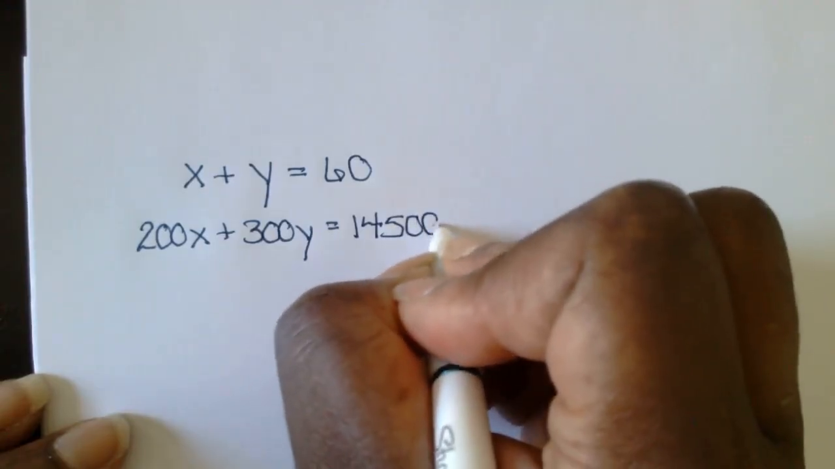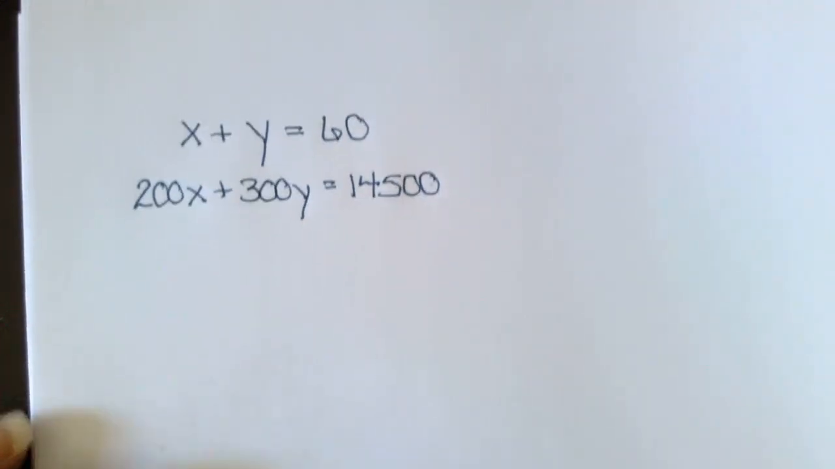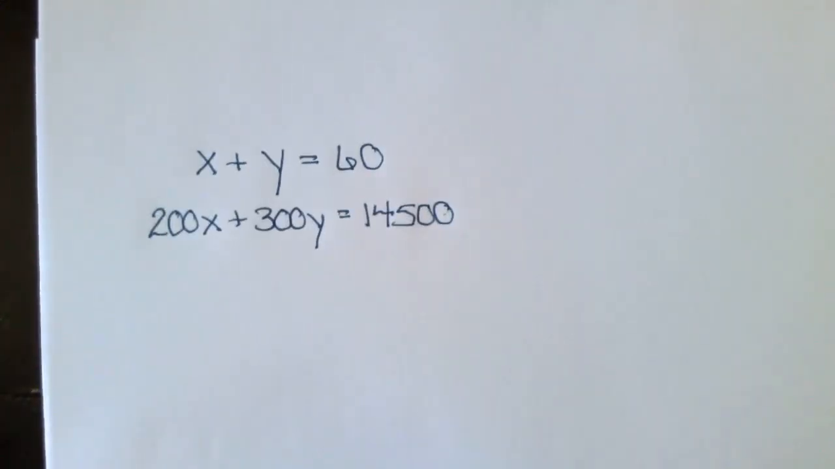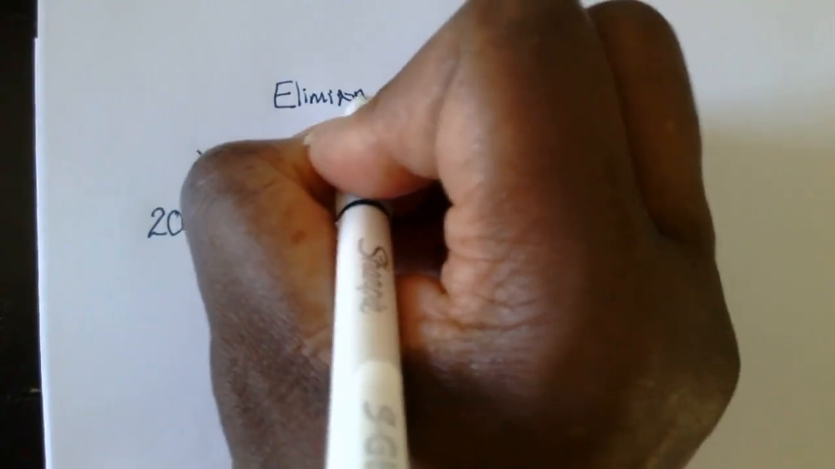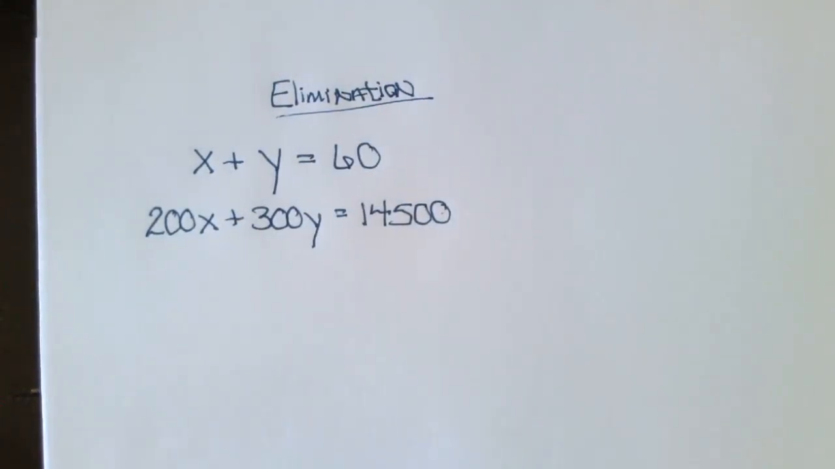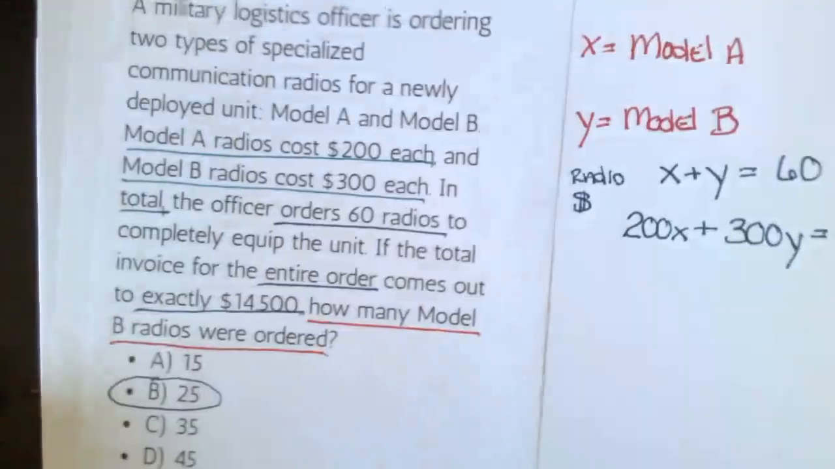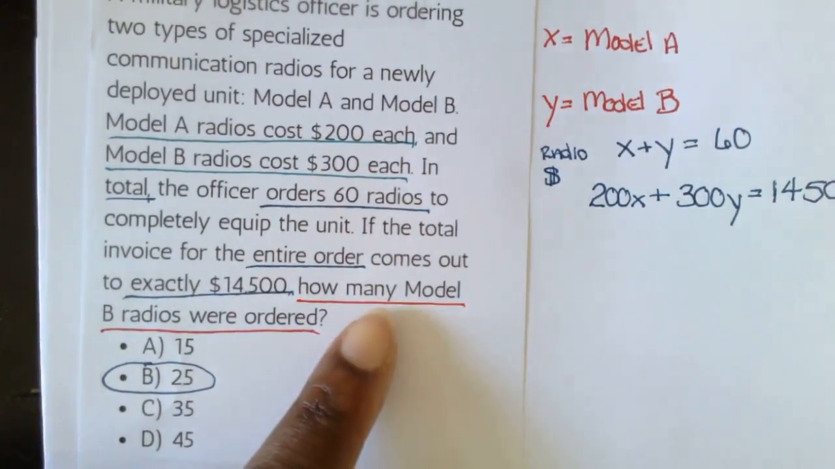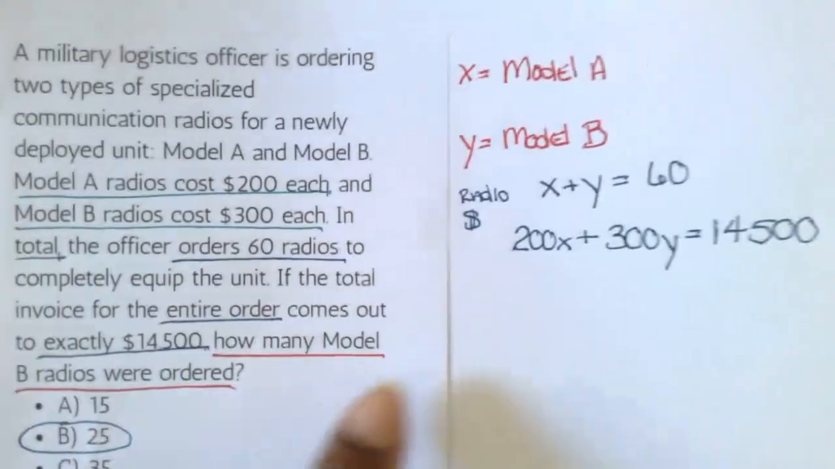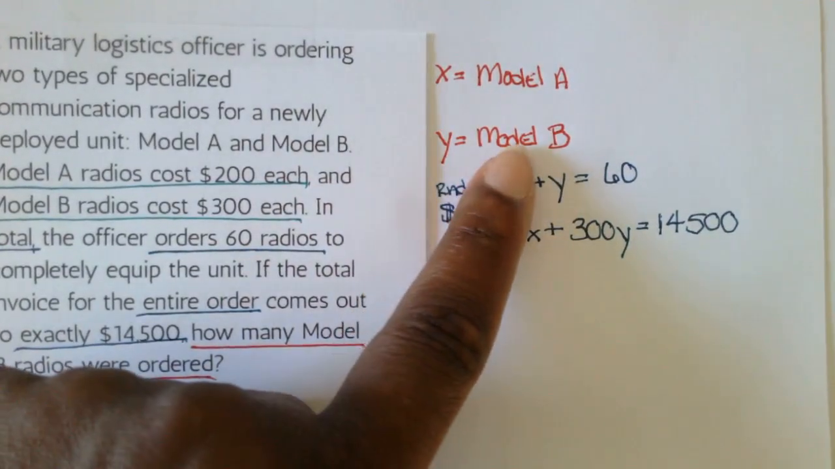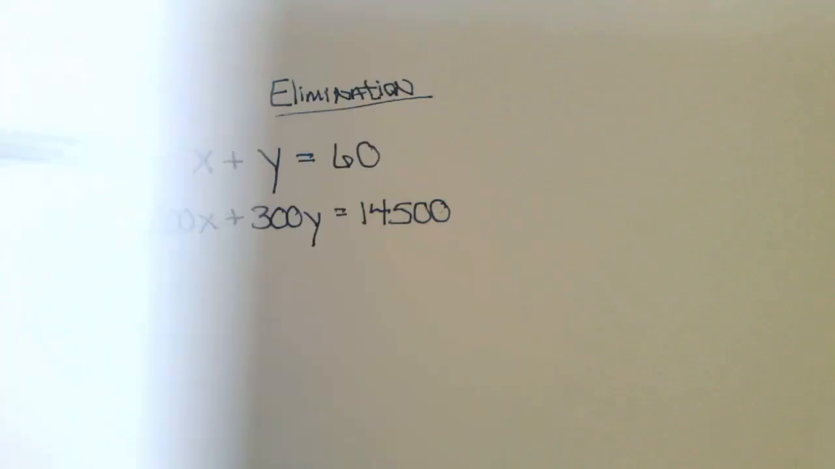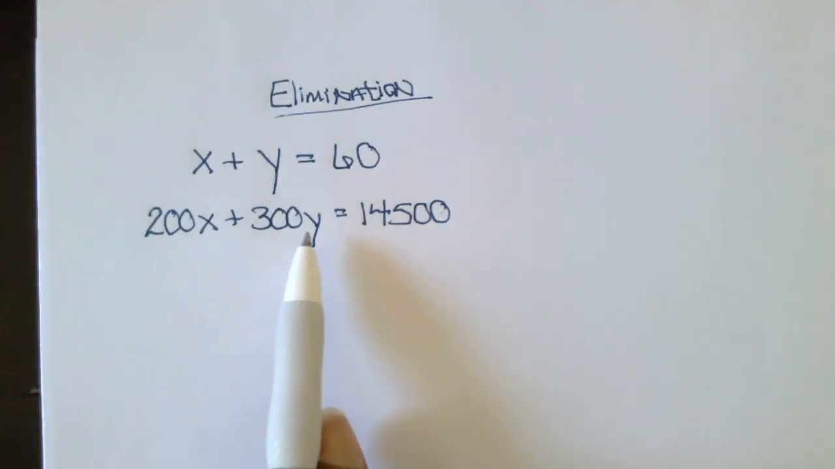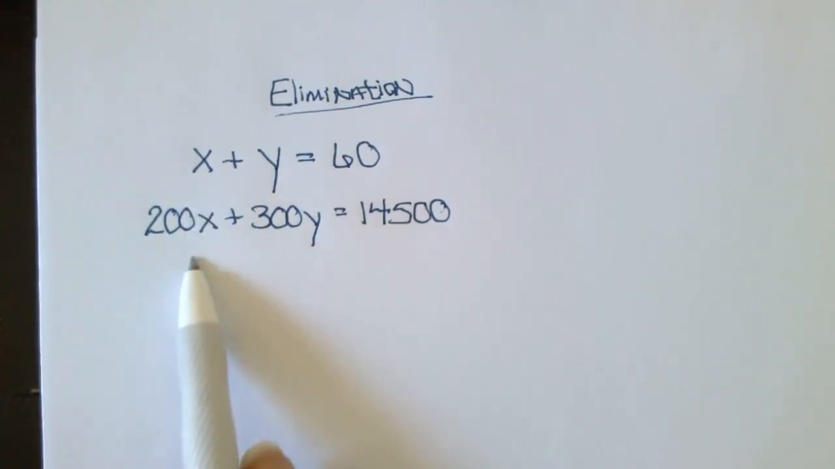Alright, so here's the system. The first way we did it was with substitution. Now we're going to do it with what's called elimination. So we are going to eliminate one of our variables. Okay? So when it comes to eliminating our variables, we're doing the same question. We're still trying to find how many Model B radios, and we already indicated that Y is going to represent my B radios. So with that being in mind, that means I want to eliminate my X's.